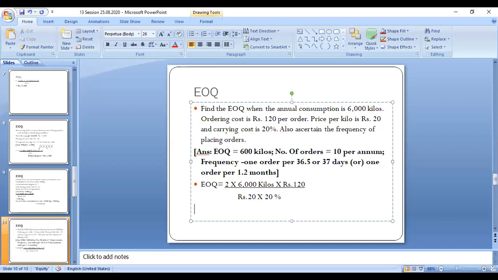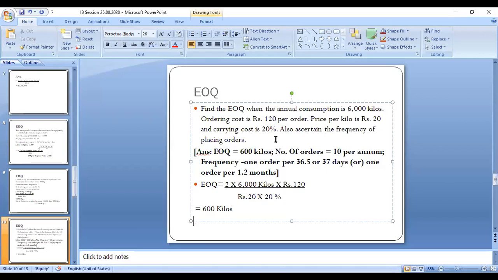The answer will be 600 kilograms. You can take it to the calculator. So you have to multiply, and you get the answer. Now they are asking the frequency. So this is 600 kilograms: 2 into 6,000 kilograms into 120, divided by 20 into 20, so 0.14. If you take the root, you will get 600 kilograms.